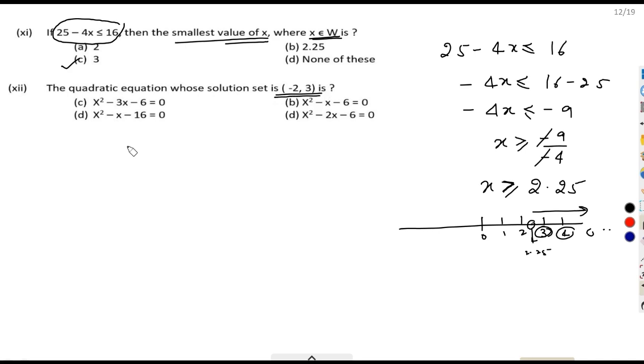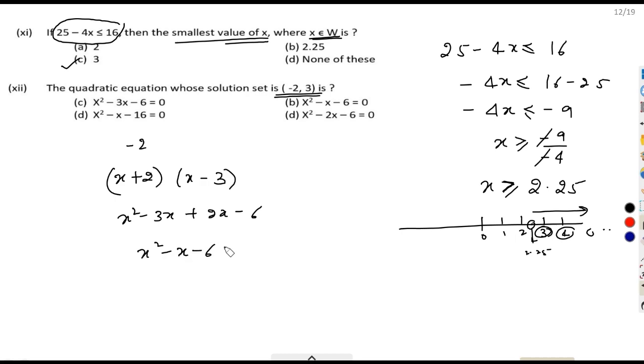Quadratic equation whose solution set is this. If minus 2 is the root, then x plus 2 will be a factor. If 3 is the root, then x minus 3 will be a factor, and by multiplying these two factors you will get the quadratic equation. X squared minus x minus 6 is equal to 0. B is the right option.